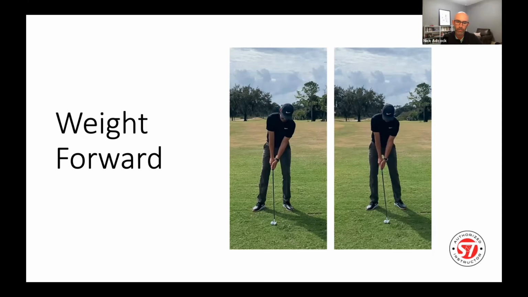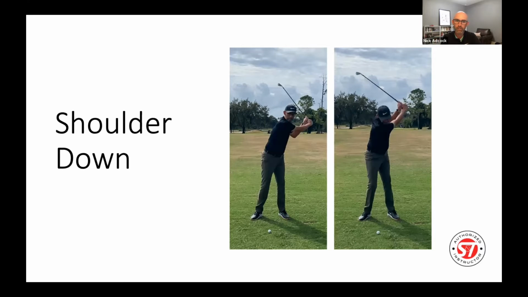Good contact, compression, solid contact comes from having the weight forward, the handle forward, hitting down into the golf ball. So if I was going to have 2 words for a golfer to give them a chance, I would start with weight forward. From there, we mentioned the side bend or lateral flexion. Those 2 words would be shoulder down.